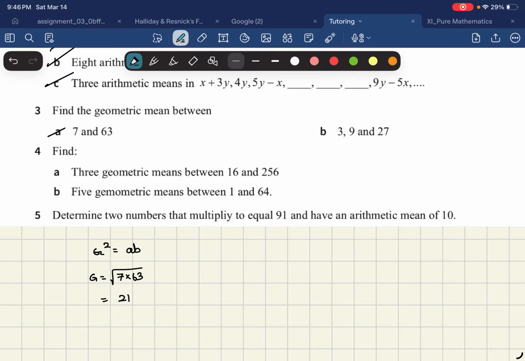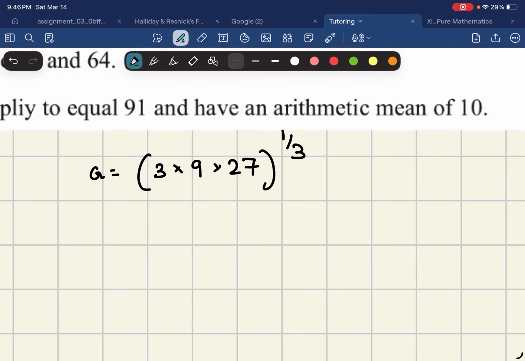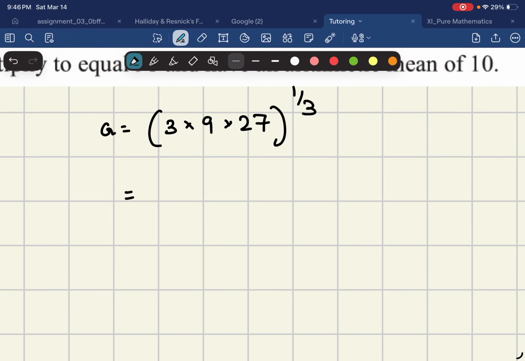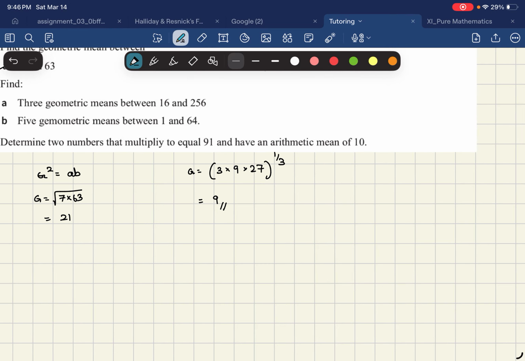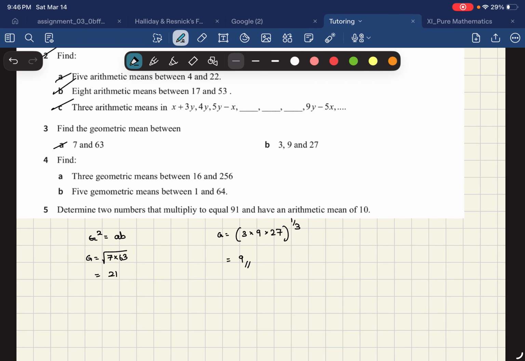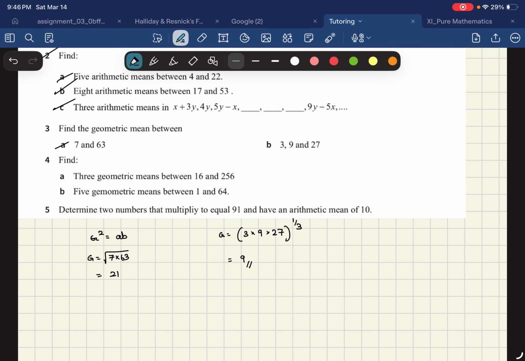And 3, 9, and 27. So the geometric mean between these three numbers is the cube root. You multiply the numbers together, so you have three numbers, and then you raise it to 1 over 3, because you have three numbers. So a1 times a2 times a3, and then the power is 1 over n. So in this case, n is just 3. Alright, so you have 3 times 9 times 27 to the power 1 over 3. And that just gives us 9. So your answer is 9.